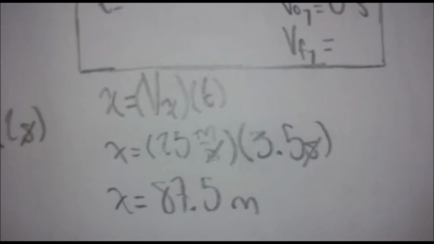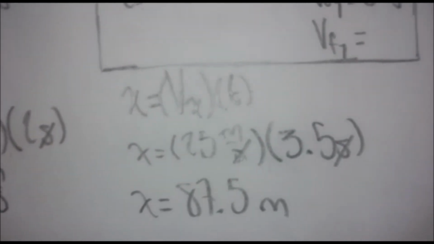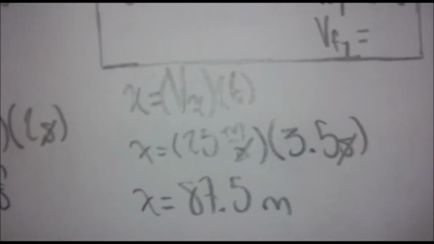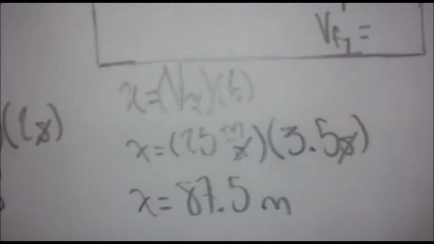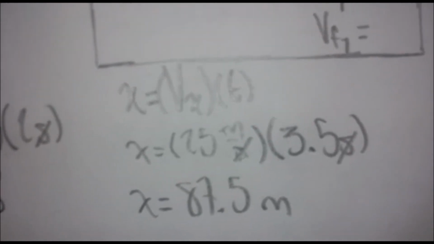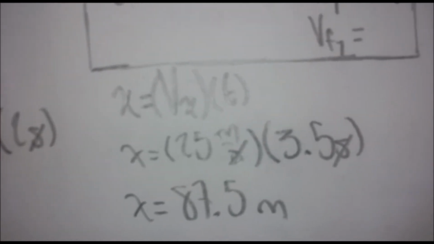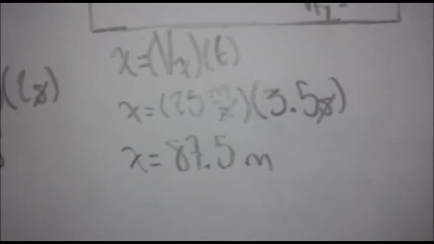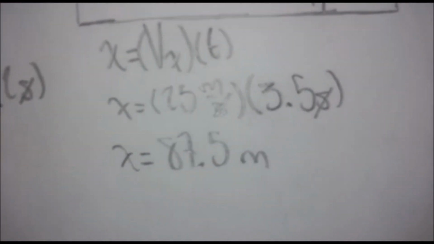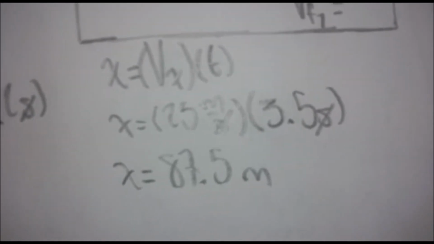And for the total distance, I use the distance is equal to the horizontal velocity times the time, and the distance is equal to 25 meters per second times 3.5 seconds, and we cancel the seconds, and so we have that the distance is equal to 87.5 meters.